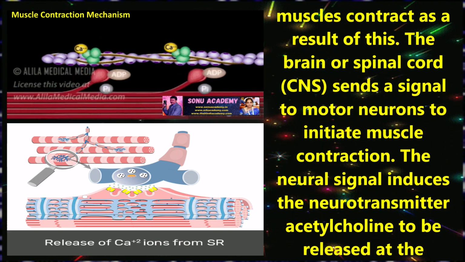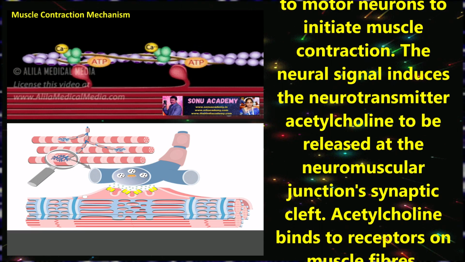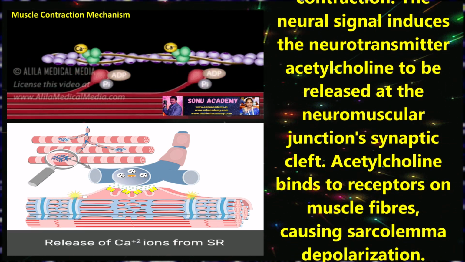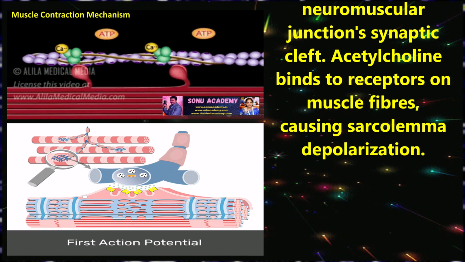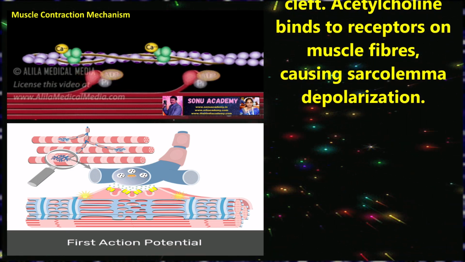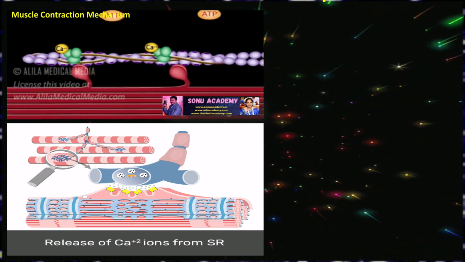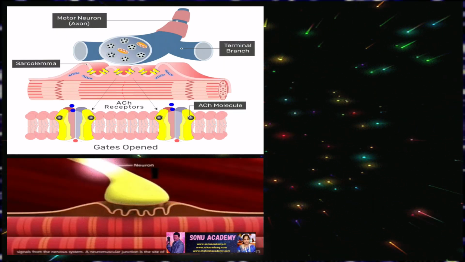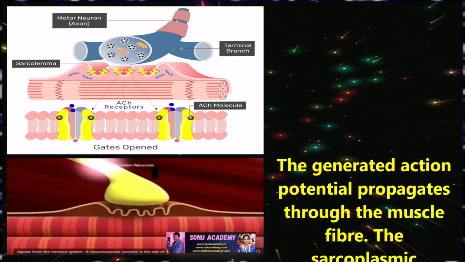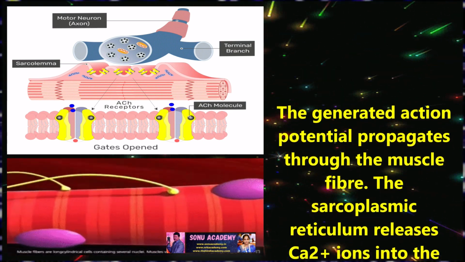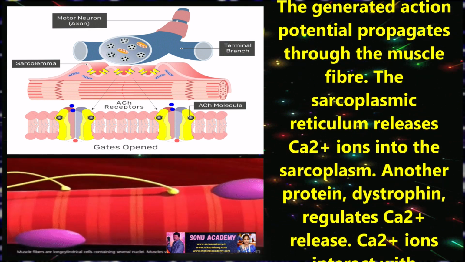The brain or spinal cord sends a signal to motor neurons to initiate muscle contraction. The neural signals induce the neurotransmitter acetylcholine to be released at the neuromuscular junctions. Synaptic acetylcholine binds to receptors on muscle fibers, causing sarcolemma depolarization. The generated action potential propagates through the muscle fibers. The sarcoplasmic reticulum releases Ca2+ ions into the sarcoplasm. Another protein, dystrophin, regulates Ca2+ release.